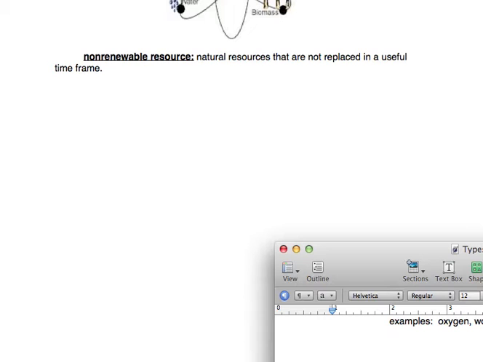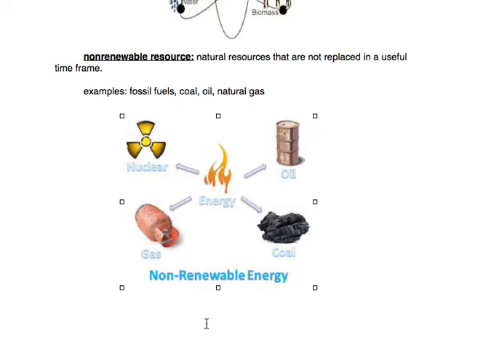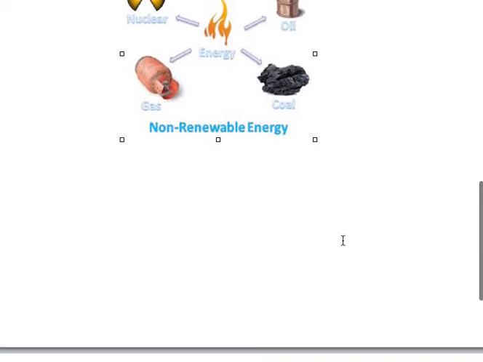Examples of those include fossil fuels: coal, oil, natural gas. Those are all non-renewable resources. And I have a little picture here for you. Gas, coal, oil, and nuclear energy are all non-renewable resources. If you used up a bunch of coal, eventually, coal is made from organic material that's been compressed and laid dormant for hundreds of thousands of millions of years. It will be replaced eventually, but not in a useful amount of time for us.